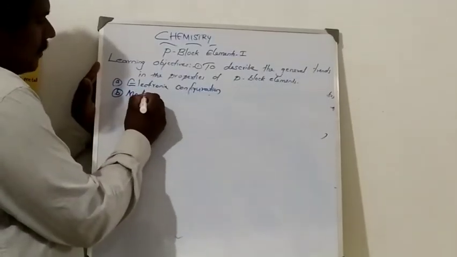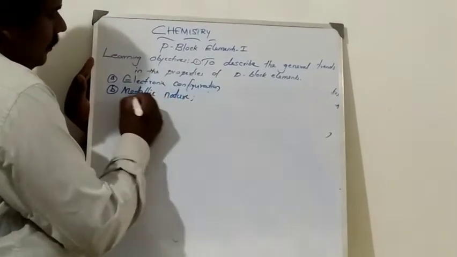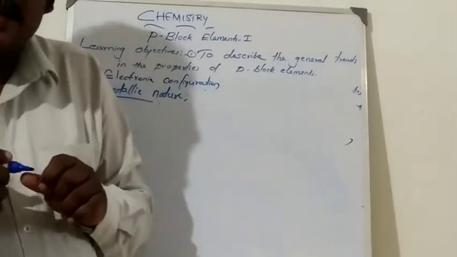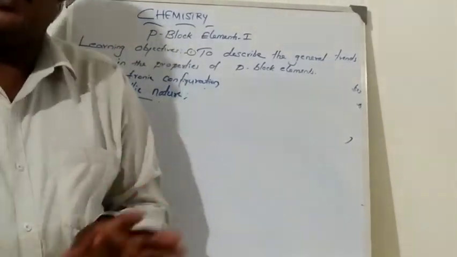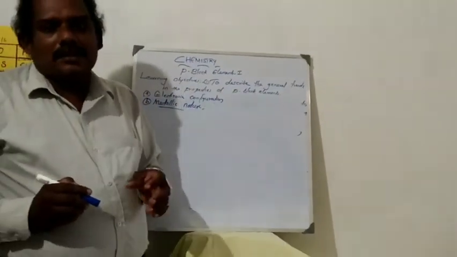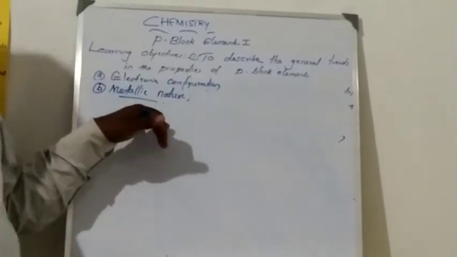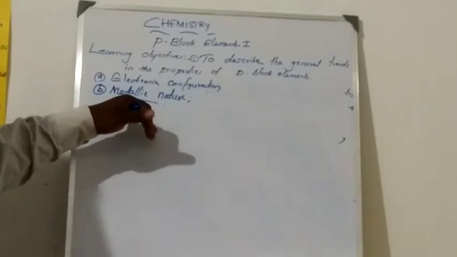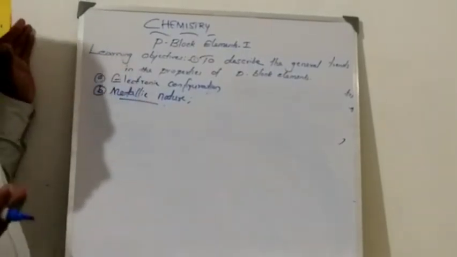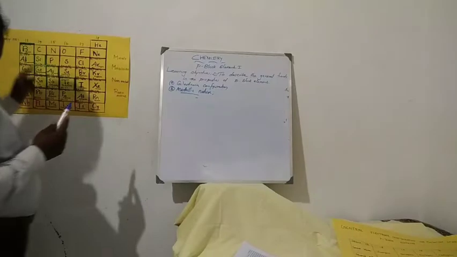The next heading is metallic nature. The tendency of an element to lose an electron to form a cation. This is based on ionization energy. The ionization energy decreases, metallic character increases. Ionization energy increases, metallic character decreases.